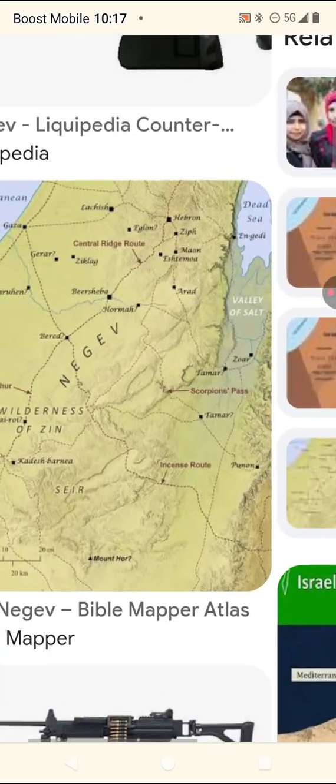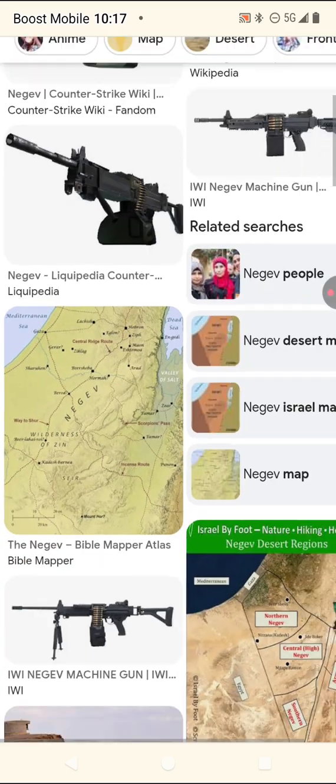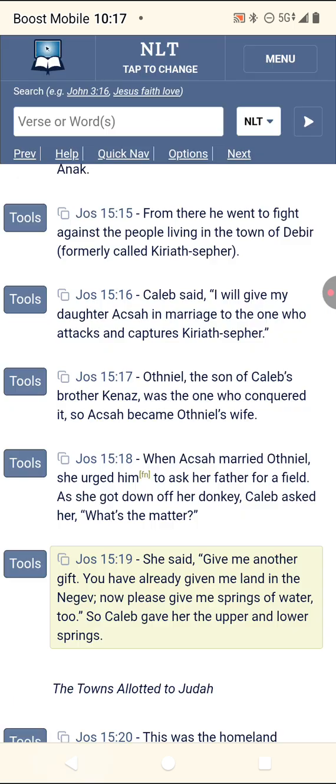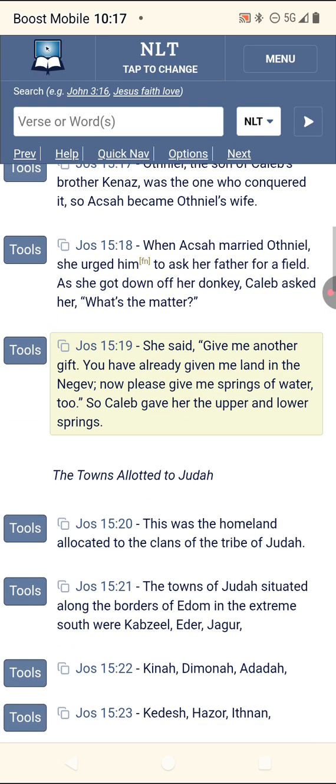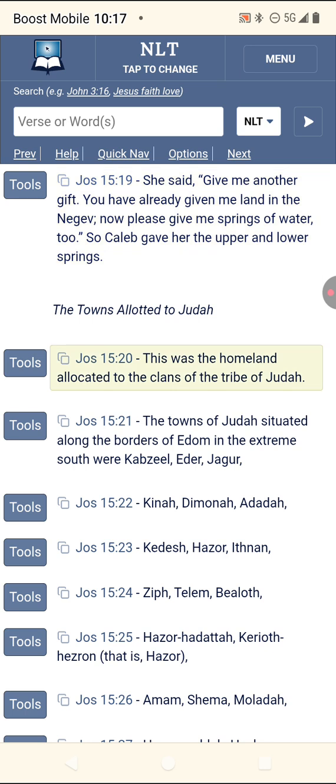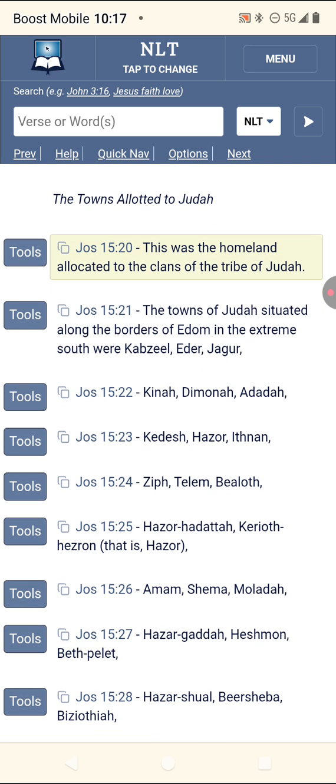But you pretty much see the general location right here. So I mean, we don't have to go too far into that. Yep. So moving on, because we're almost through here. So it says the towns allotted to Judah.